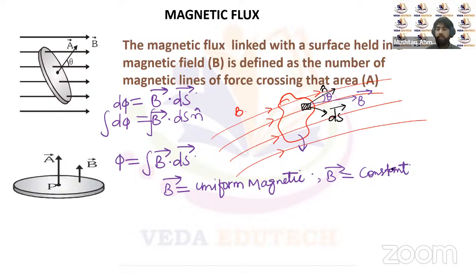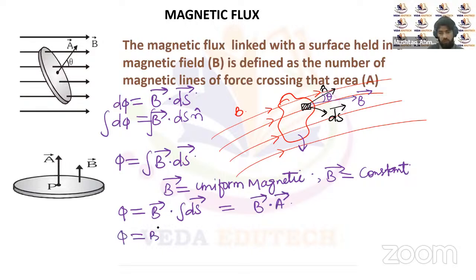It means that we can take this magnetic field vector out of this integral. If we take it out, we'll be left with B vector dot integral of this ds vector, and the integral of ds vector will give us the area vector A. We can write it as B dot A. So we can write the magnetic flux due to a uniform, constant magnetic field as the dot product of the magnetic field vector and the area vector.